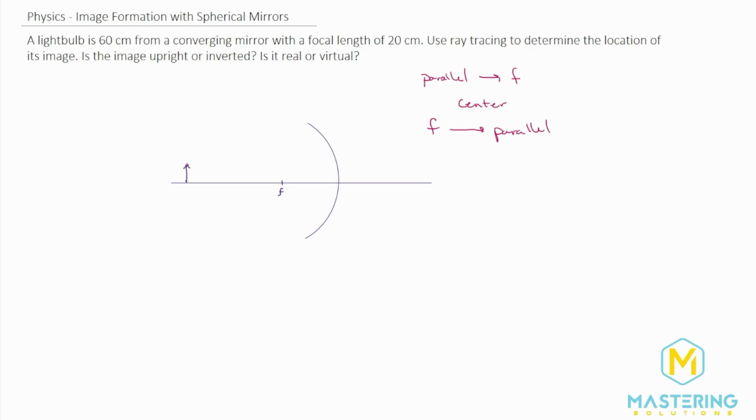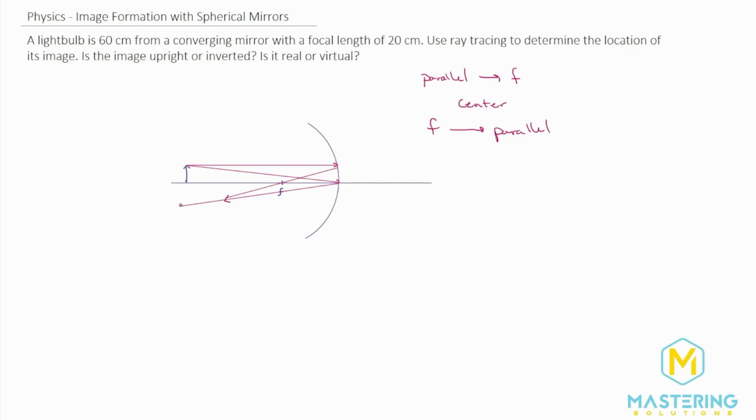So we're going to have collimated or parallel light coming from the light bulb here, and then it's going to reflect. And since it's parallel or collimated, by definition, it'll go straight through the focal point. Now we need to do the center of the mirror. And with the center of the mirror, remember that we're going to have the exact same angle because it's reflection. And so the angle of incidence will be the exact same as the angle of reflection.